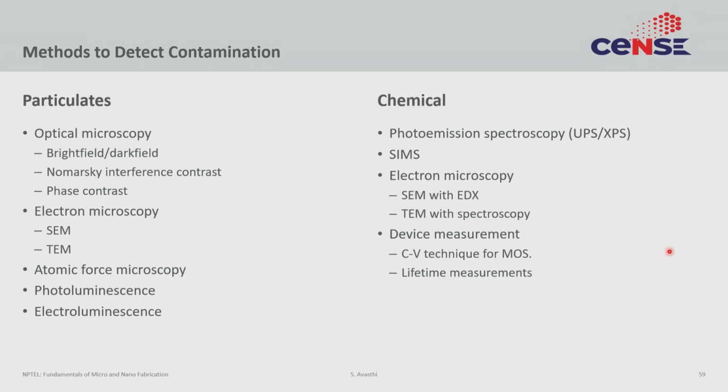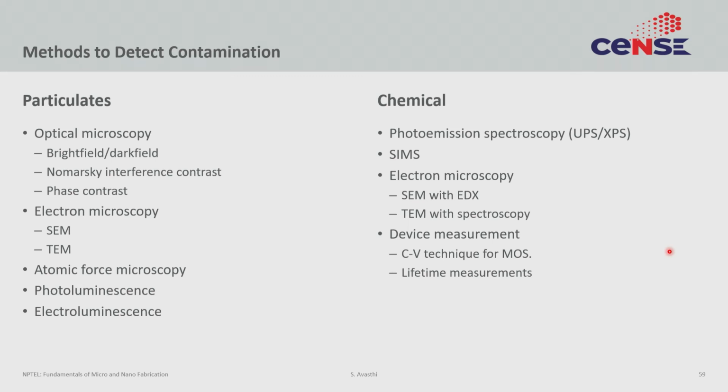Photoluminescence and electroluminescence are electronic measurements. The mechanism behind these is that contamination will ultimately affect electronic properties. So, even though you are not directly measuring contamination, you can measure the effect of contamination by measuring the electronic properties, which is what PL and EL do.